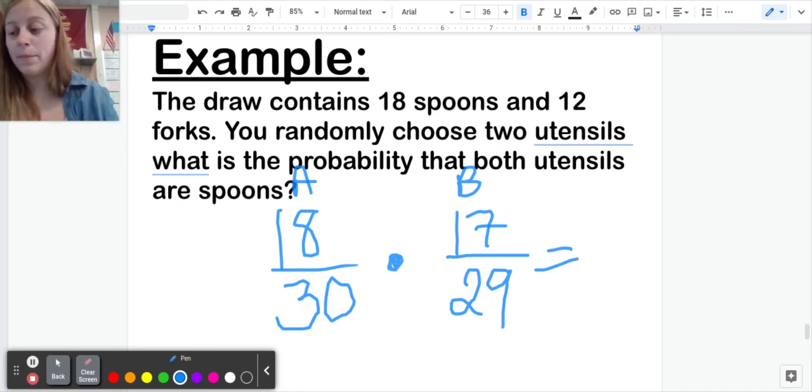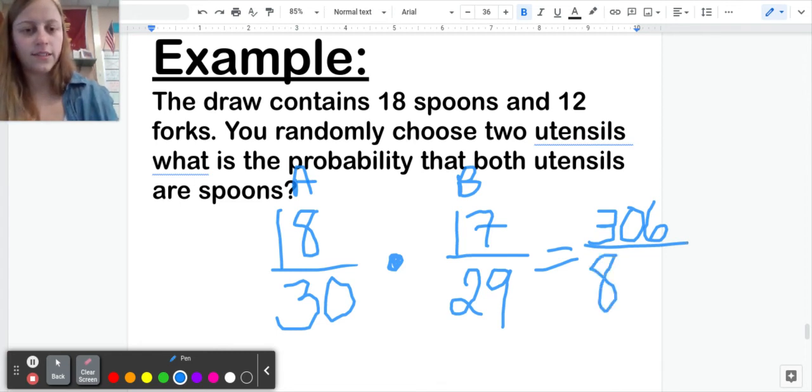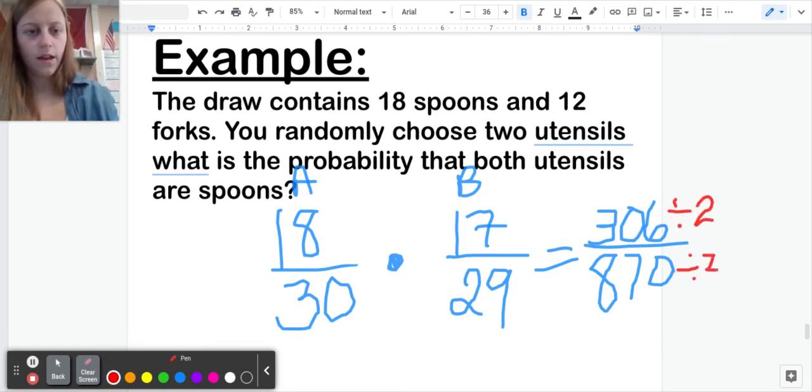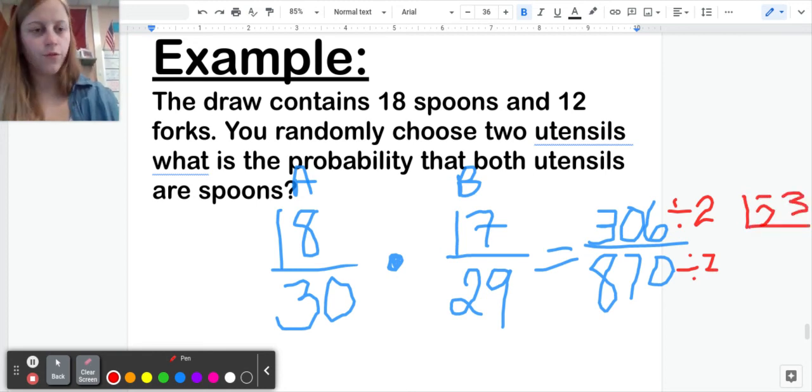You can multiply them together and you end up getting 18 times 17 is 306 over 870. This can be simplified by dividing out a 2, and you get 153 out of 435. And that can't be simplified any further.